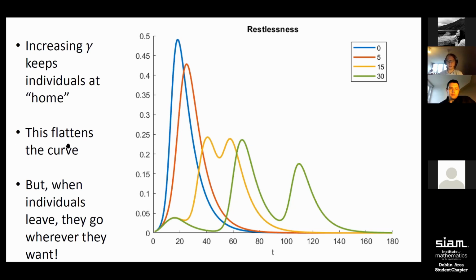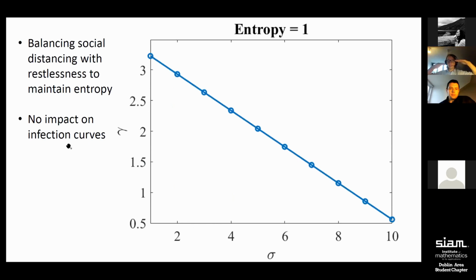So what we can do is try and balance the restlessness and the crowding effect, to keep a constant entropy. And we find there's this linear relationship between gamma and sigma for a constant entropy. What's also really cool is that as long as you keep your entropy constant, then the ratio between sigma and gamma doesn't really have a huge impact on the infection curves. That's why this slide doesn't have any infection curves. They're all the same, so long as you're keeping your entropy constant.